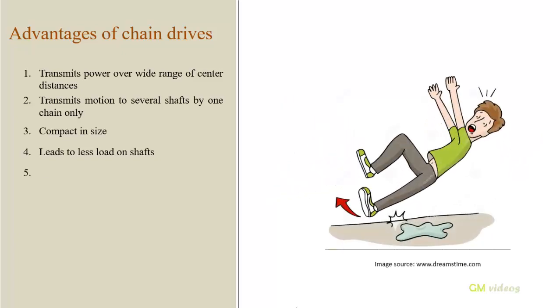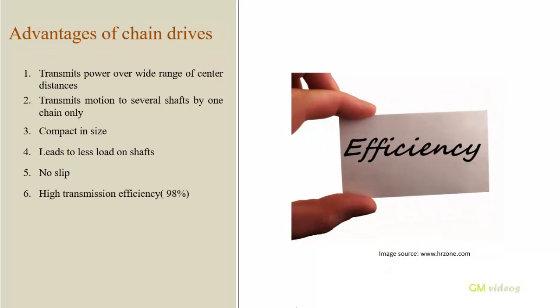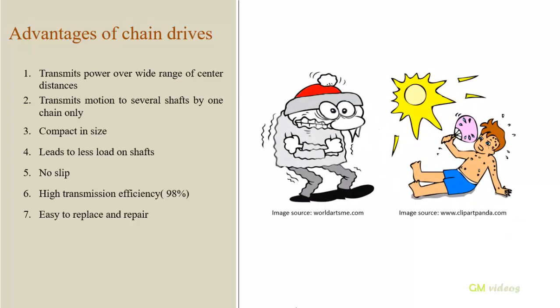A chain drive does not slip. A chain drive provides a high transmission efficiency, up to 98%. Years of service can elongate chain links, thus increasing the chain length. However, the increased length can be corrected by removing links from the chain. Chains are therefore easy to replace and repair. Atmospheric conditions and temperatures do not affect the performance of chain drives. They do not possess any fire hazard.